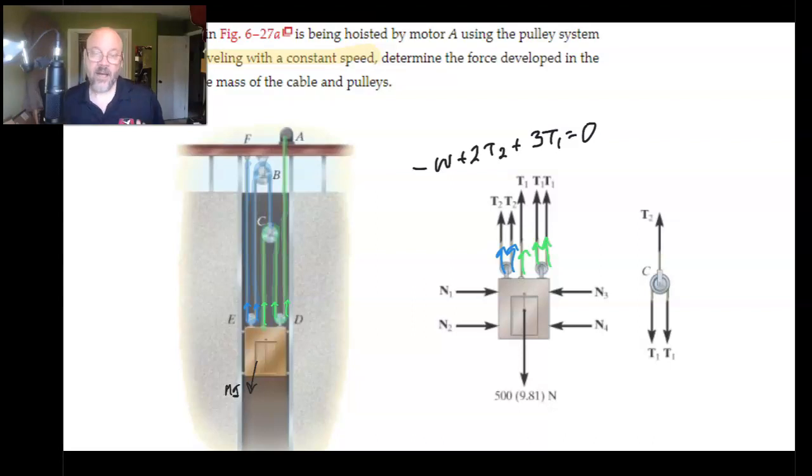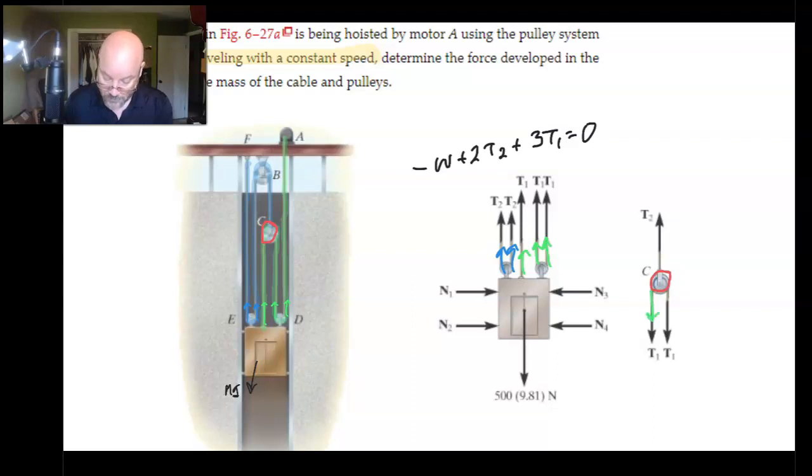Now, if I want the tensions T1 and T2, I'm going to need more information because I've got one equation and 2 unknowns, and that's untenable. That isn't going to work. But I can come up and think about this pulley right here, which your book has drawn here. And now let me put our colors on there so we can keep things straight.